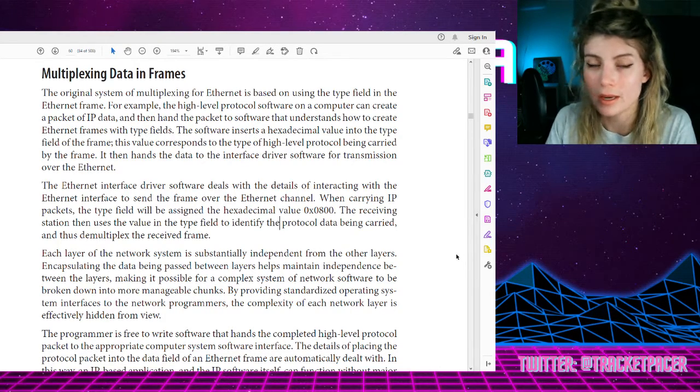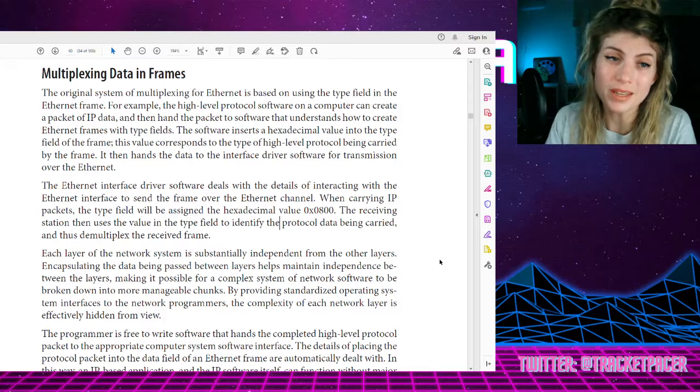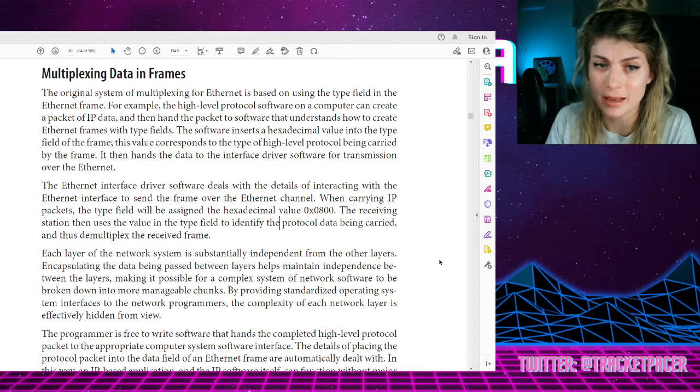Okay, starting over again. The original system of multiplexing for Ethernet is based on using the type field in the Ethernet frame. For example, the high-level protocol software on a computer can create a packet of IP data and then hand the packet to software that understands how to create Ethernet frames with type fields. The software inserts a hexadecimal value into the type field of the frame. This value corresponds to the type of high-level protocol being carried by the frame. It then hands the data to the interface driver software for transmission over the Ethernet.